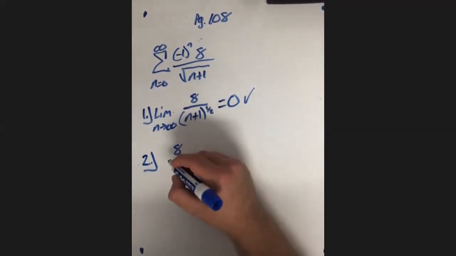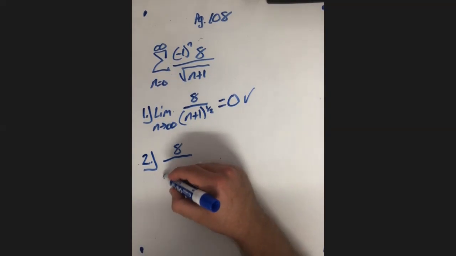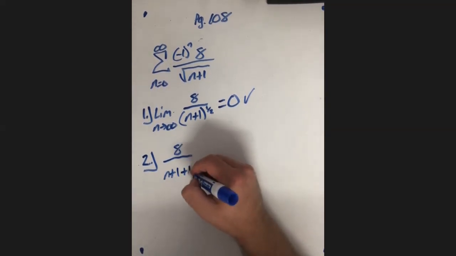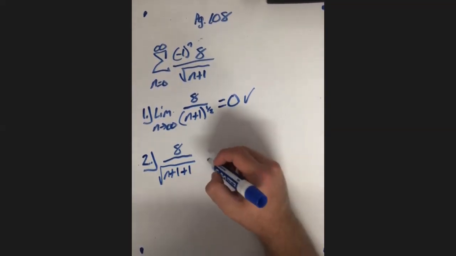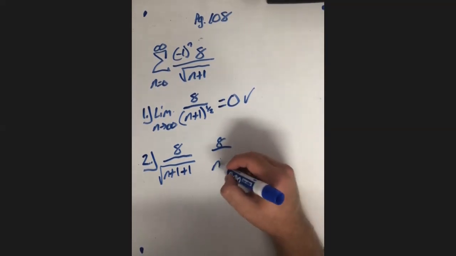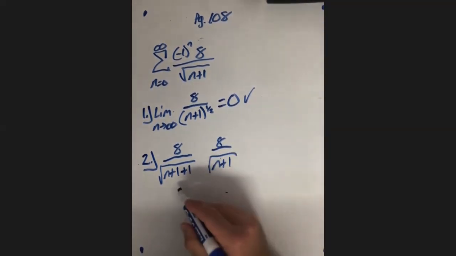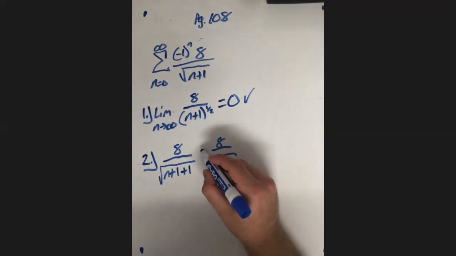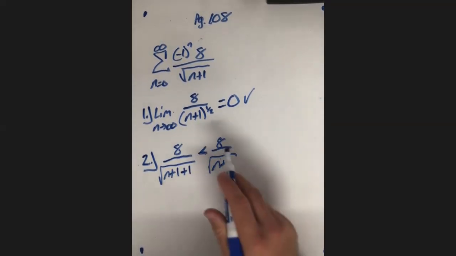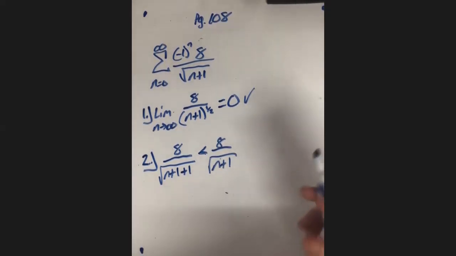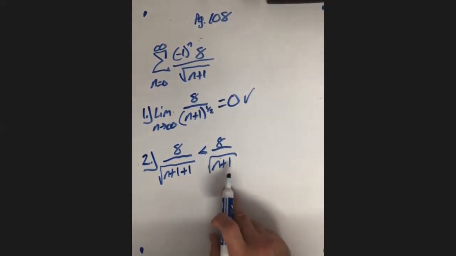I'm going to look at the second term, so 8 over the square root of (n plus 1) plus 1, and compare it with 8 over the square root of n plus 1. I want to see: is the second term smaller than the first term? That's all I want to see. Are my terms shrinking? That's all we care about.